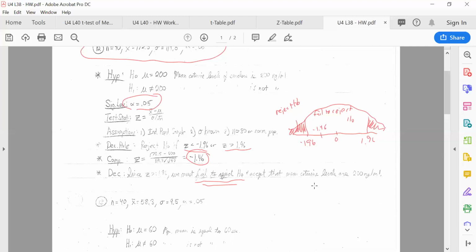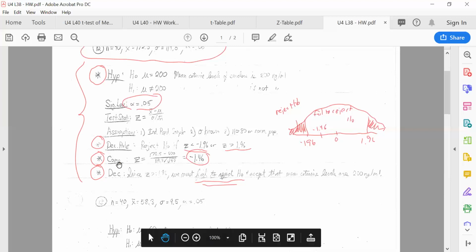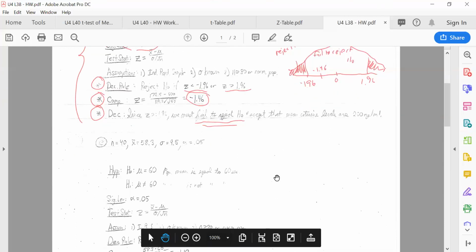That's it. Okay, now a very important note before we move along. From now on, I'm only going to go over 4 things, and I put stars by them: the hypotheses, the decision rule, the computation, and the decision. If on the homework you don't want to put significance level, test statistic, or assumptions, that is your prerogative. You don't have to necessarily do that. I say that with this caveat: on the test, I will expect to see all of this. So when we go over homework, we're just going to go over the big ones: the hypotheses, the decision rule, the computation, and the decision. All right. So there's number 12.